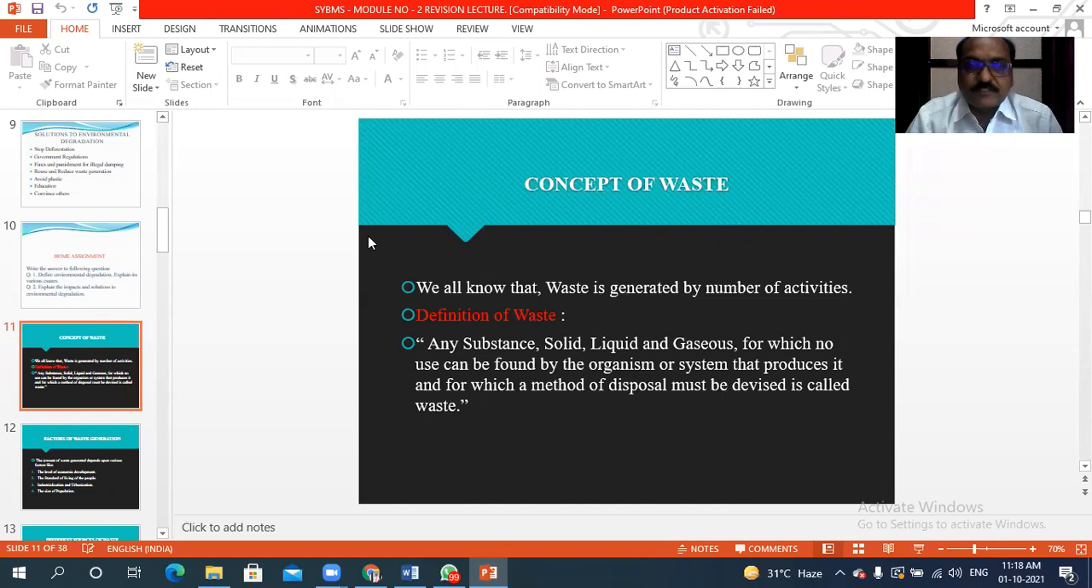So dear students, any substance, it may be solid, liquid, gaseous, for which no use can be found by the organism or system that produces it, and for which a method of disposal must be devised, is called waste. Okay, this is a very, very simple definition of waste.